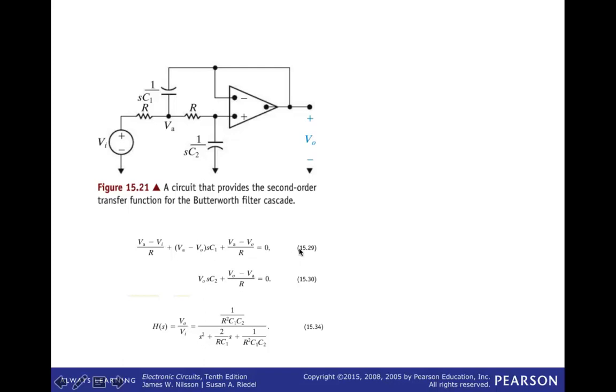Equations 15.29 and 15.30 come straight from your book, and what they basically are is node equations.